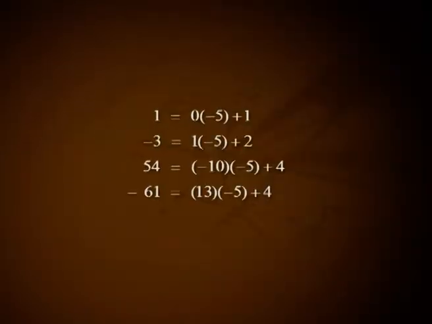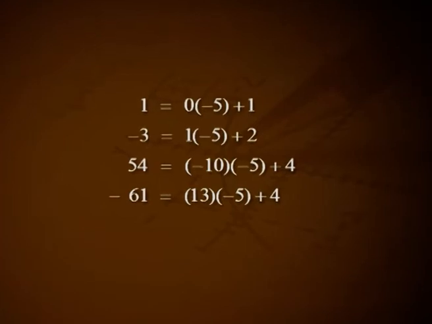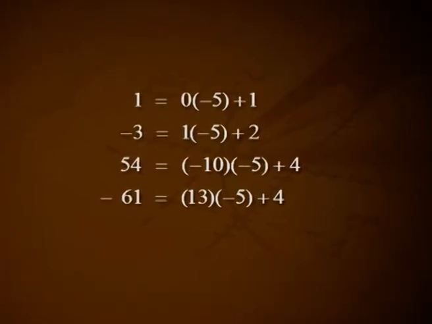If we take b is equal to minus 5, then for the choices of a is equal to 1, minus 3, 54 and minus 61, we obtain the expressions 1 is equal to 0 into minus 5 plus 1, minus 3 is equal to 1 into minus 5 plus 2, 54 is equal to minus 10 into minus 5 plus 4, minus 61 is equal to 13 into minus 5 plus 4.